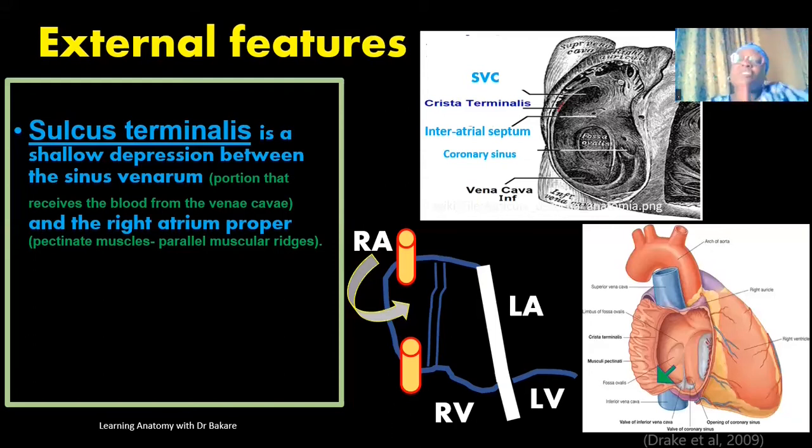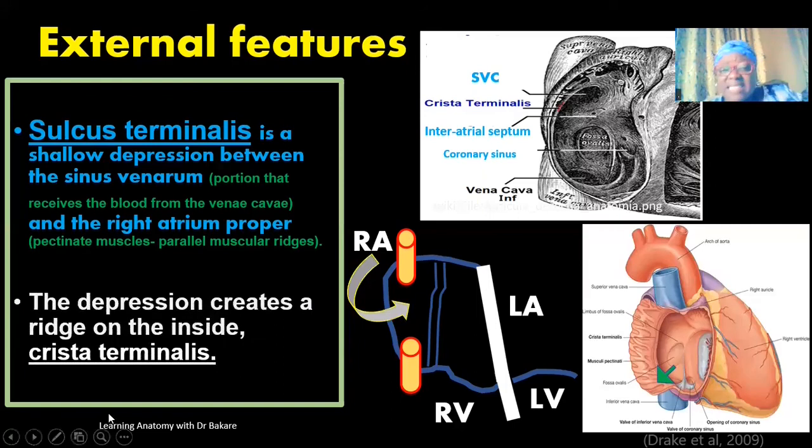Also, to drive in the sulcus terminalis, because we say it is a depression. For a depression to occur on the external surface, it means it's going to create a ridge on the inside because of the depression on the outside. So the ridge that is created on the inside, or the bulge that is created as a result of the depression created on the outside, is called the crista terminalis. You can see from the name the relationship between the sulcus terminalis and the crista terminalis.